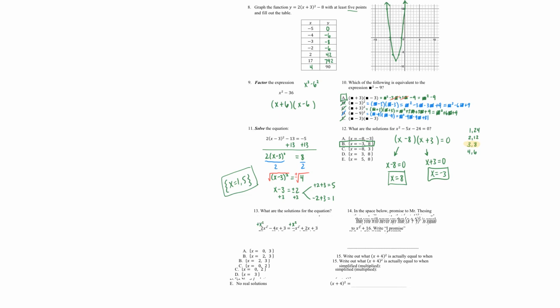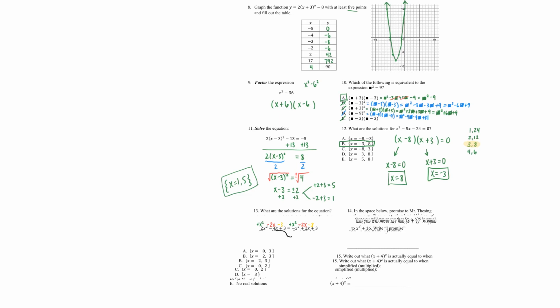So I would add x squared to both sides. You would need to subtract 2x from both sides. And you would need to subtract 3 from both sides, actually. So if you do that, what would you get?